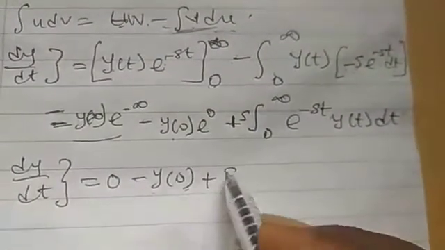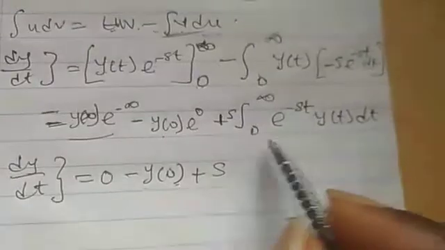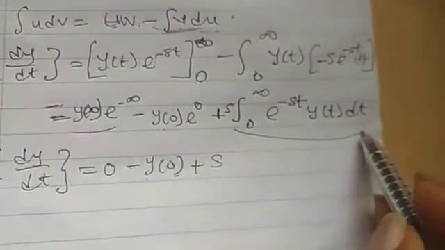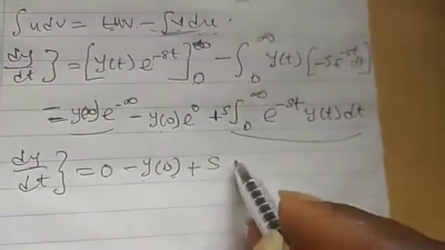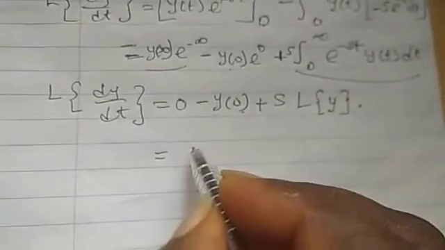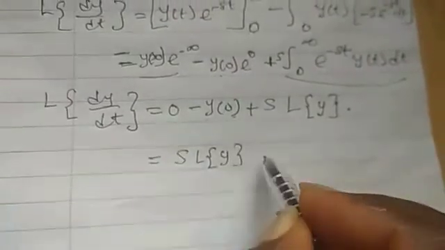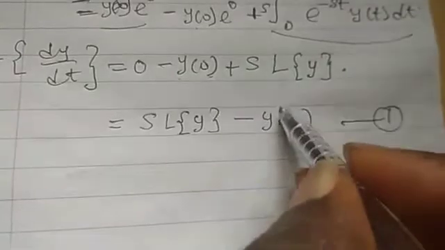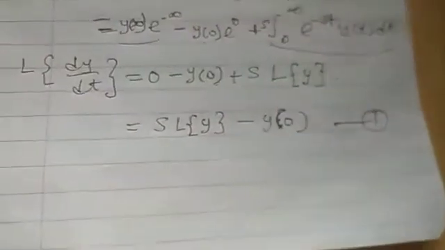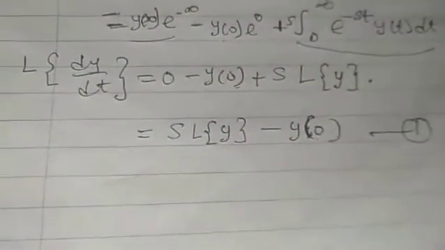Then plus s. If you look at this, this is just the definition of the Laplace transform. So this is the Laplace transform of y. So what we are now saying is that the Laplace transform of dy dt is s times the Laplace transform of y minus y naught. So that is our answer. We should take note of that. This y naught is the initial condition, it will be given.